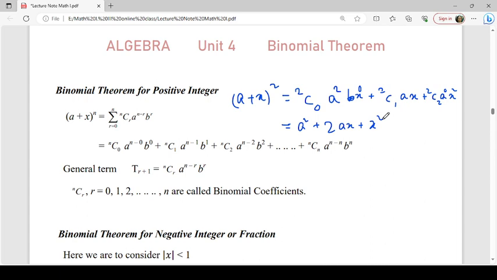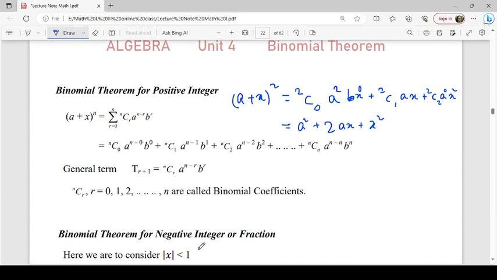For n equal to 3, it is 3C0. 3C0 is 1, then a to the power 3, b to the power 0, like that. And the general term we say is the (r plus 1)th term, nCr. So in this case, when r is 0, it is T(0 plus 1), the first term: 2C0 a to the power 2 minus 0 b to the power 0. So nCr are called binomial coefficients.